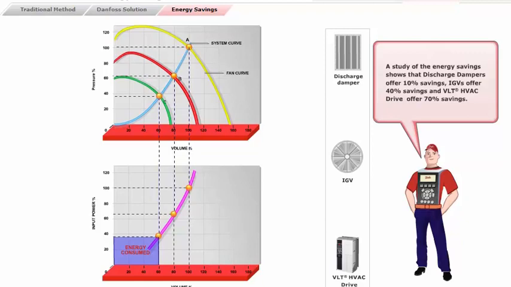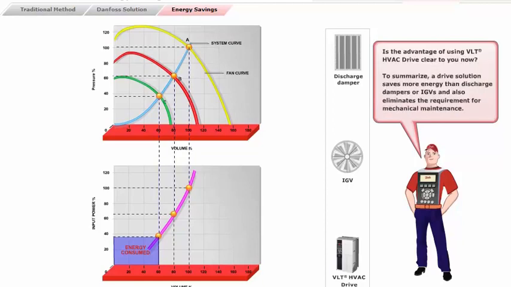A study of the energy savings shows that discharge dampers offer 10% savings, IGVs offer 40% savings, and VLT HVAC drives offer 70% savings. Is the advantage of using a VLT HVAC drive clear to you now? To summarize, a drive solution saves more energy than discharge dampers or IGVs, and also eliminates the requirement for mechanical maintenance.